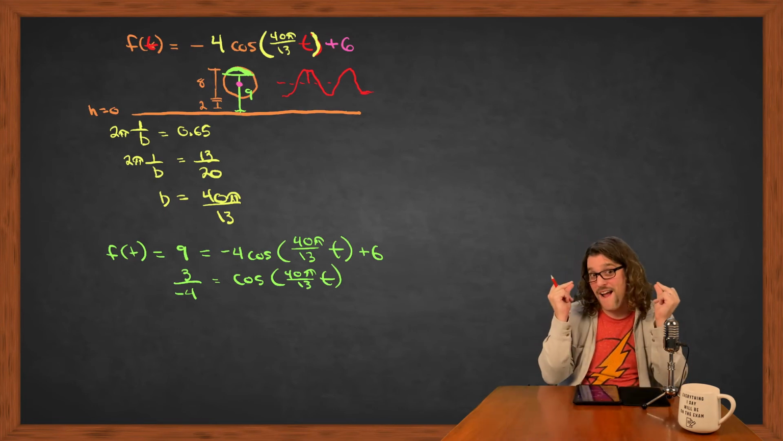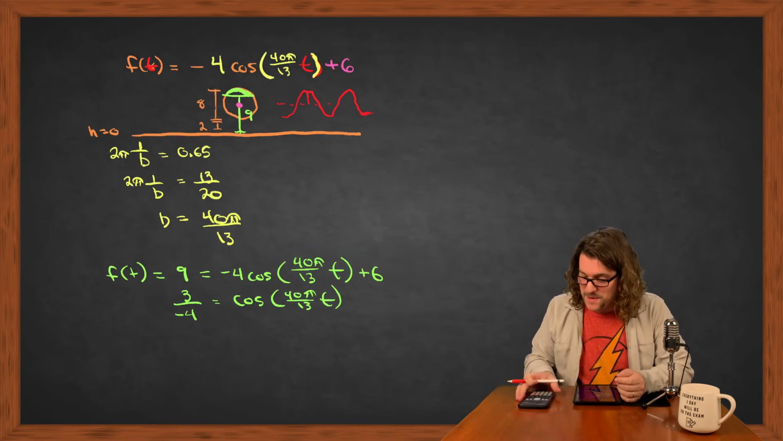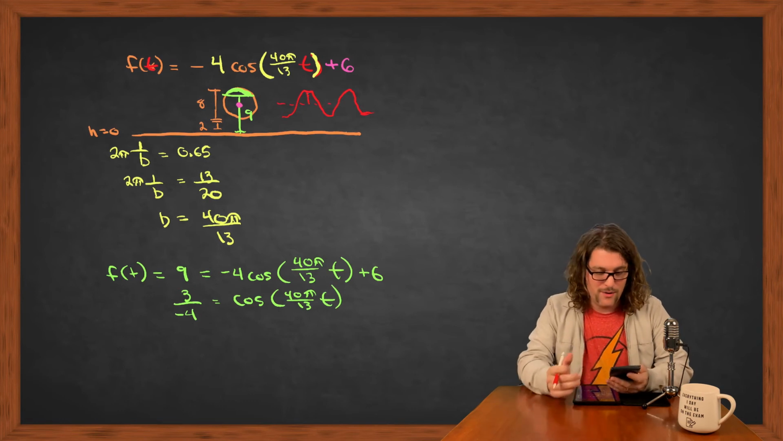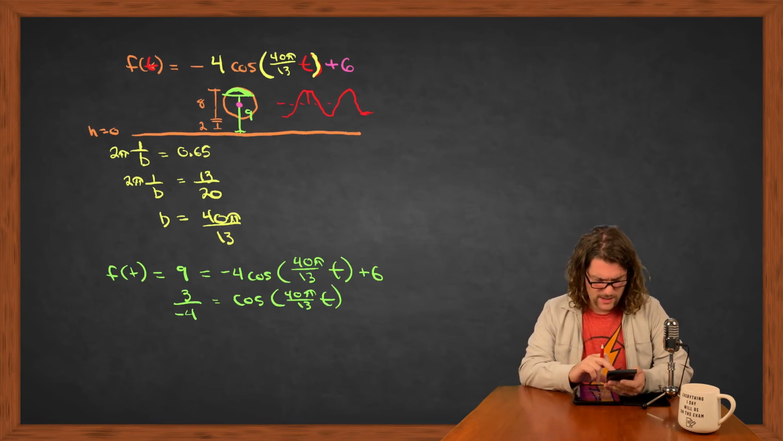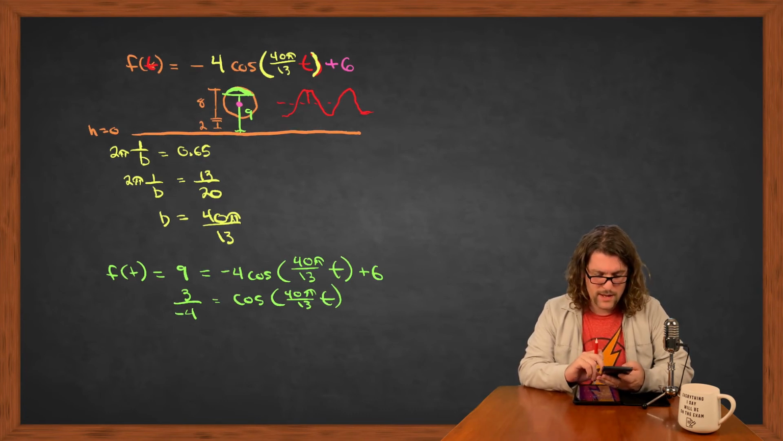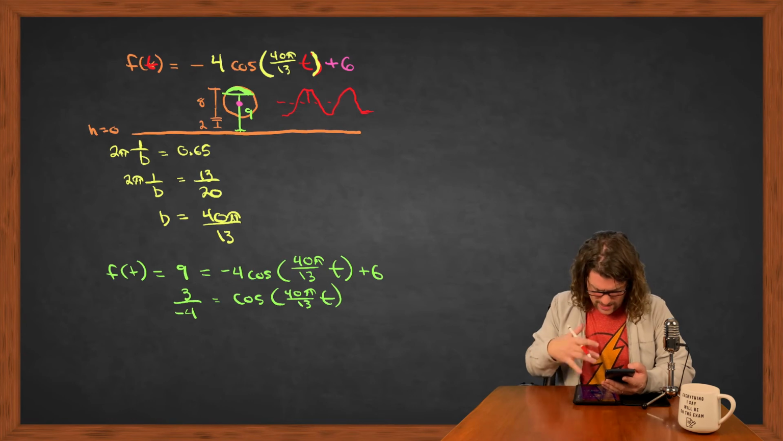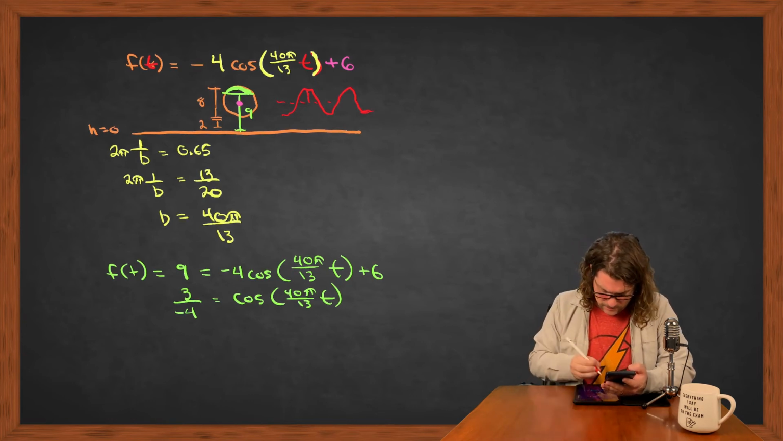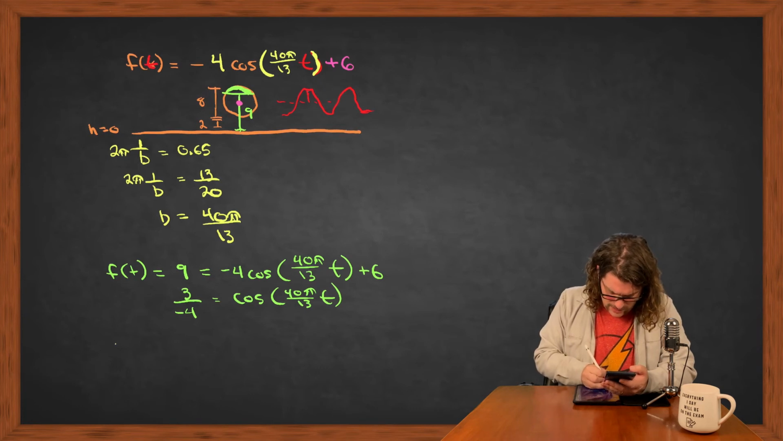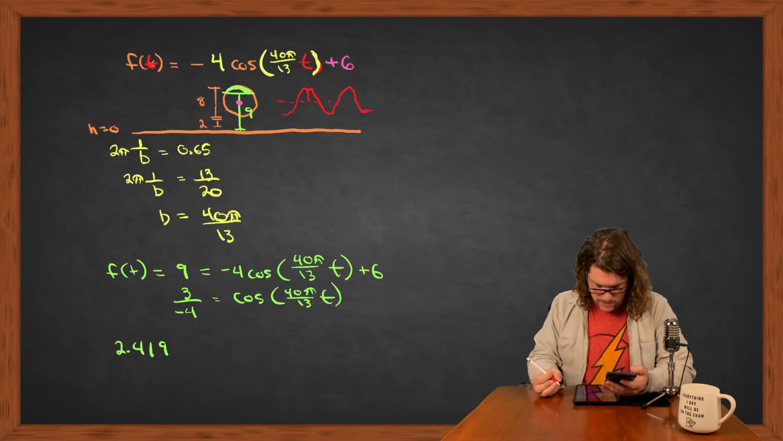1, 2, 3. Don't you love it when things just appear out of midair? All right. So what I'm going to do with this particular thing is take the inverse cosine of 3 over negative 4. My calculator is measuring in radians right now, which corresponds to something I want to be unitless. I haven't had a degree conversion in here, so I feel much better about it this way. On my calculator it's 2.419 radians.